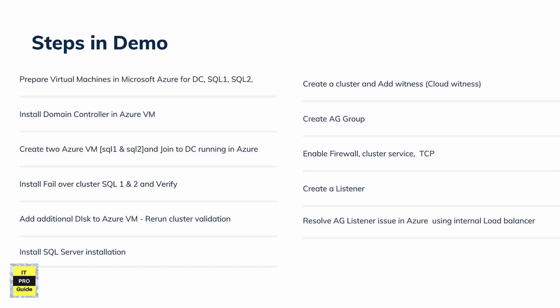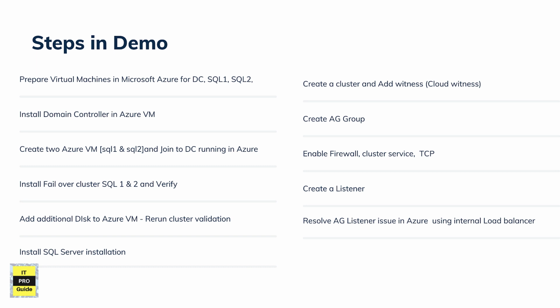Then we create the availability group. So we add SQL 1 and SQL 2 once we create the availability group. Then we have to enable firewall, cluster services, then TCP/IP. If you didn't enable these, you will find some errors while adding this availability group. So these are some of the points where you also spend time to troubleshoot and find why this availability group is not working. So we'll go through that part also.